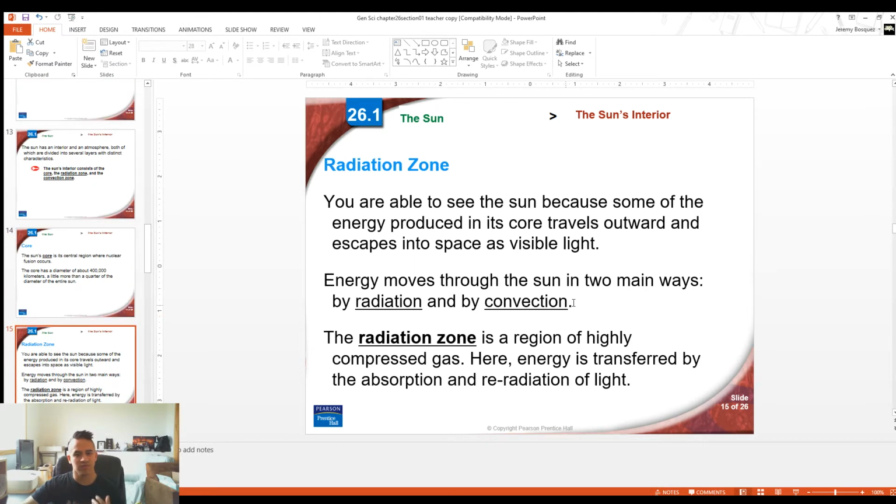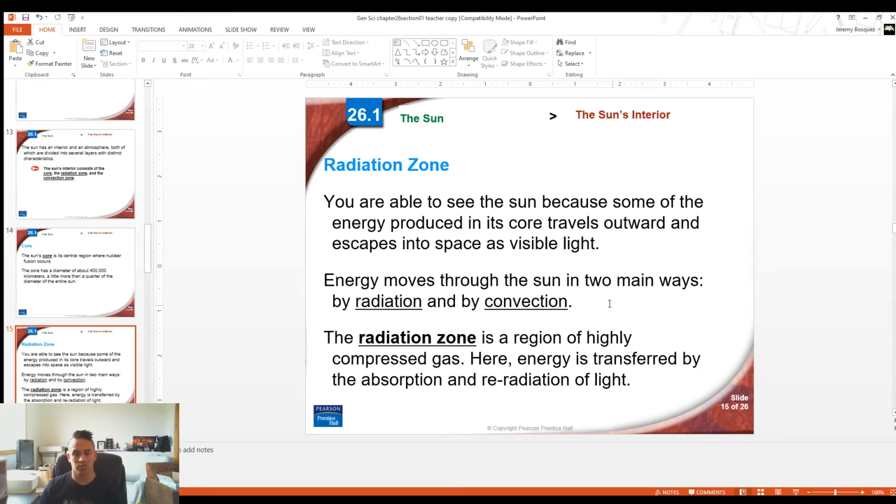Okay, moving on from there, energy gets produced in the core, and it moves out to the next layer. The next layer is called the radiation zone. This layer you can't see by looking at the sun because it's underneath the surface. But in this layer, energy from the core travels outwards. In this layer, it travels out by radiation.